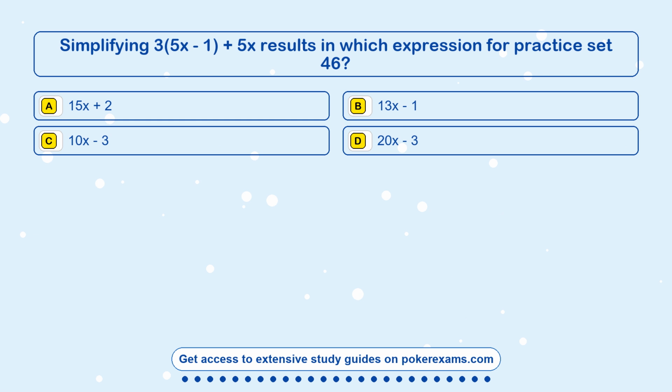Question 7. Simplifying 3(5x − 1) + 5x results in which expression for practice set 46? Option A 15x + 2. Option B 13x − 1. Option C 10x − 3. Option D 20x − 3.